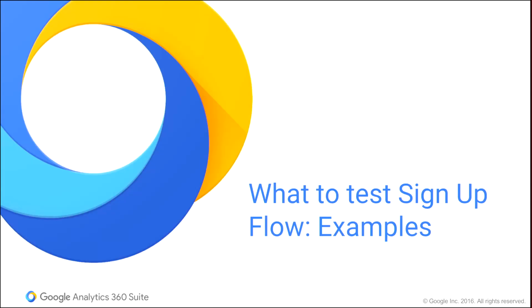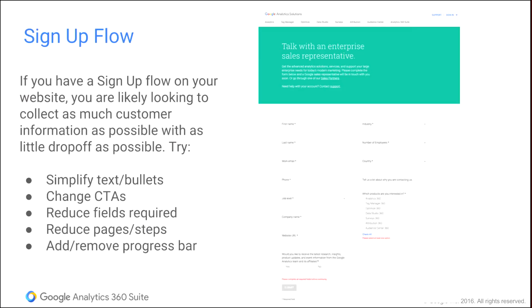Now let's go ahead and look at a couple of different examples of what you might want to test if you have such kind of a sign-up flow. So if you do have a sign-up flow on your website, you're likely looking to collect as much customer information as possible without losing a lot of people along the way of that form. So things that you might want to look at is simplifying text or bullet points, changing CTAs on that form. I know for the G Suite page, we often look at different CTAs to get people into that form. Right now it says Get Started. Previously they'd had different CTAs of Try Now, Start Free Trial, and so on.